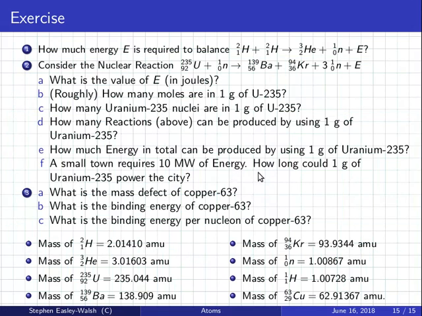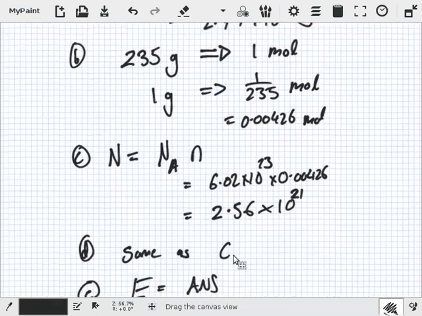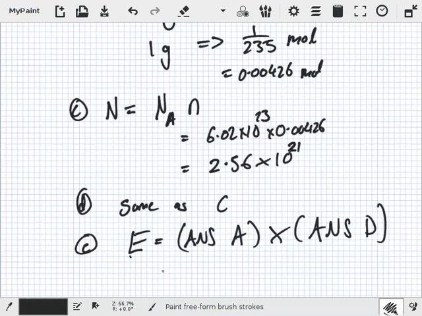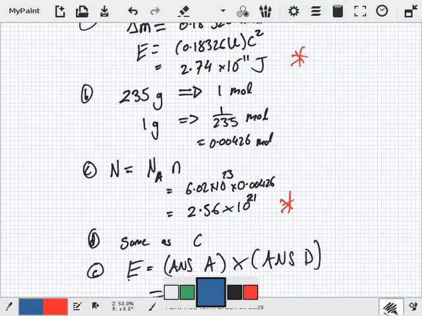How much energy can you get from 1 gram of uranium? Well, the energy will be the answer from part A times the answer in part D, which is the same as the answer in part C. So what do we get here? I just want you to take this number and multiply it by this number. What number will you get?